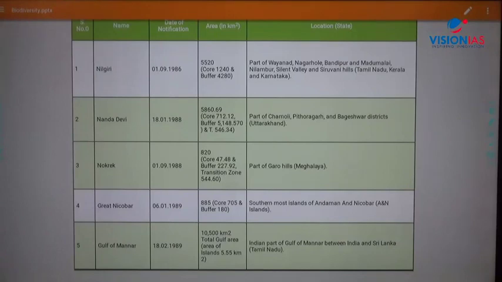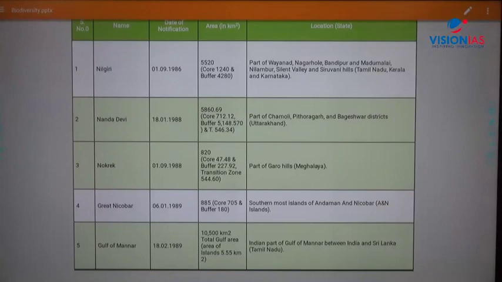Maintain the table. What should be there in the table? Serial number, name of the Biosphere Reserve, year in which it is announced by the UNESCO as an International Biosphere Reserve. Then what are the important parts it has included?